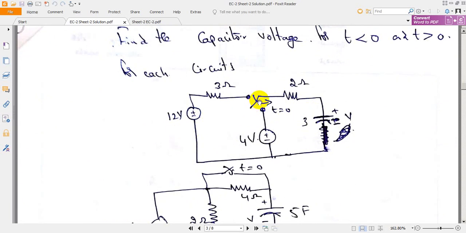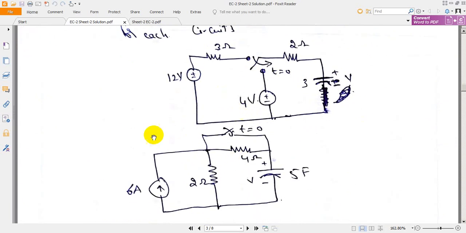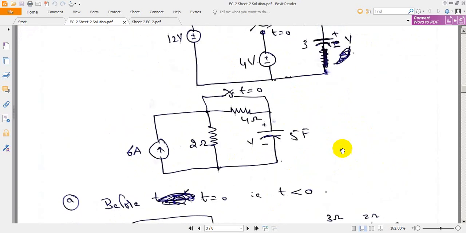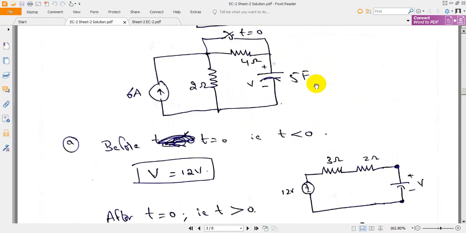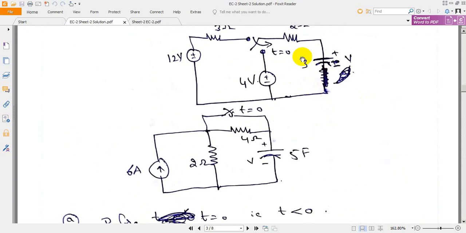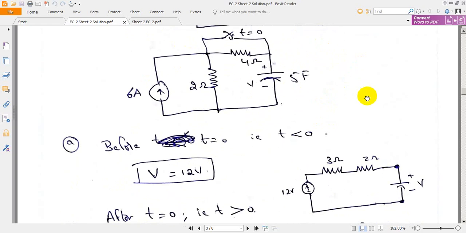So first we are having circuit 1, we are having circuit 2. Let us take this circuit. Initially the switch is here. It means this part is neglected in the before switching operation circuit. Before switching operation, the circuit will be like this. 12 volts is supplied to this voltage V, to this capacitor.